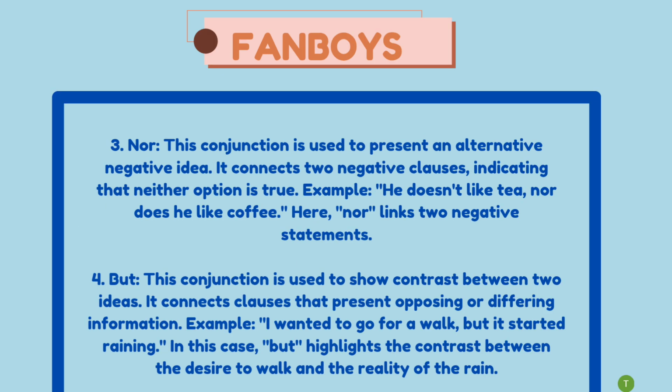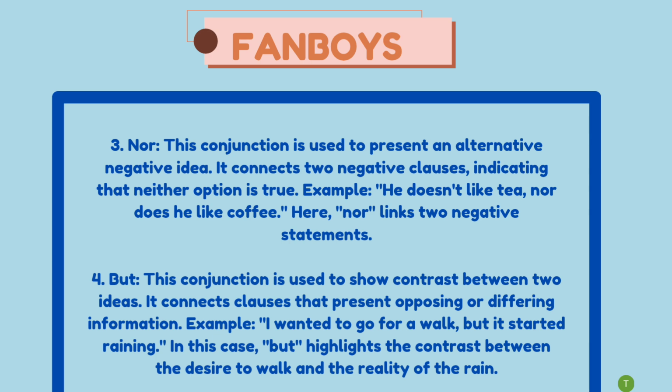Third one is nor. This conjunction is used to present an alternative negative idea. It connects two negative clauses, indicating that neither option is true. For example, he does not like tea, nor does he like coffee. Here, nor links two negative statements.